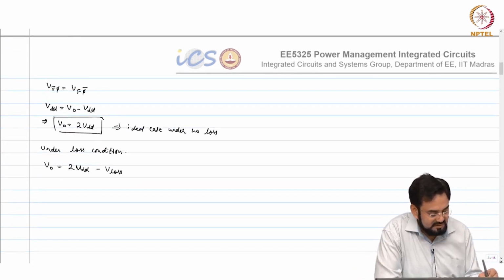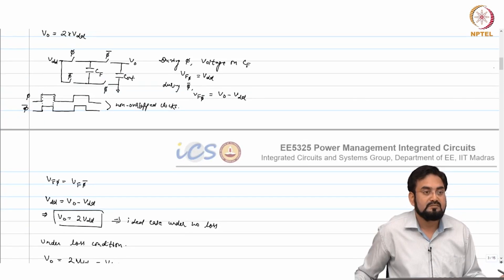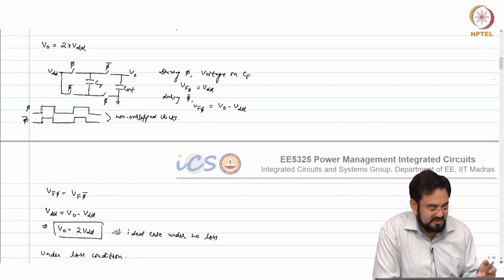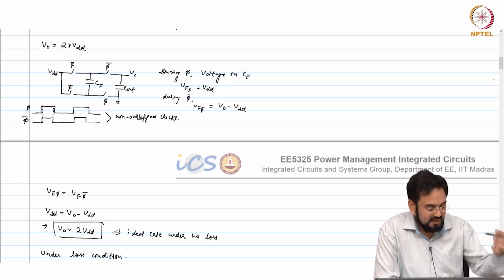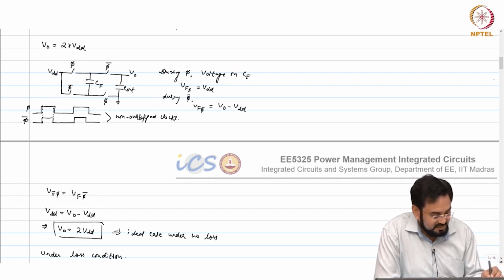And V loss is proportional to I load. Phi 1? Oh, this is complementary actually, usually we use complementary switches. So, let me do one thing. You can maybe make phi bar inverted or put an inverter on the other side. So, let me fix it.